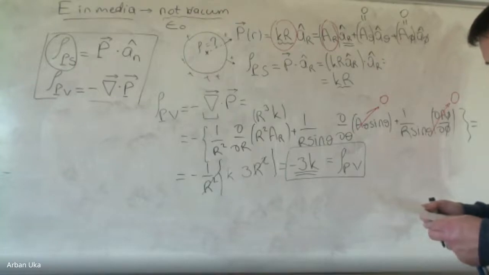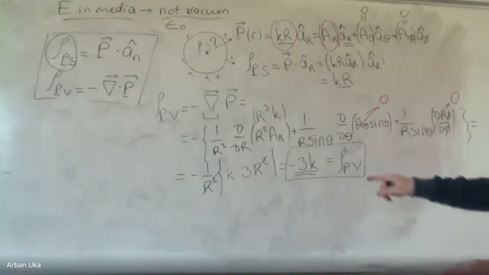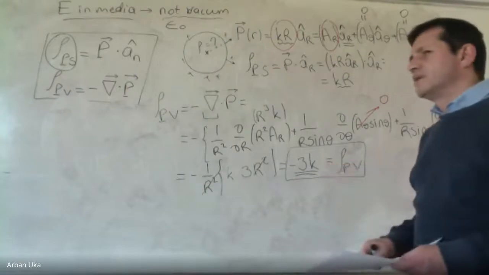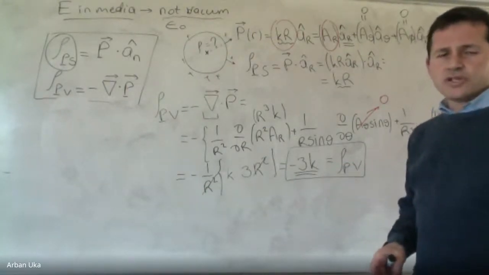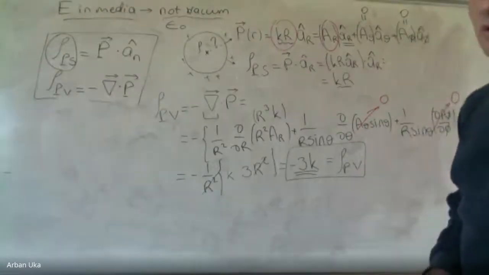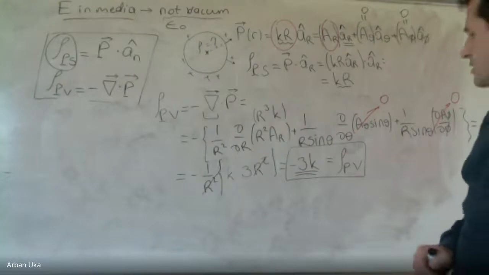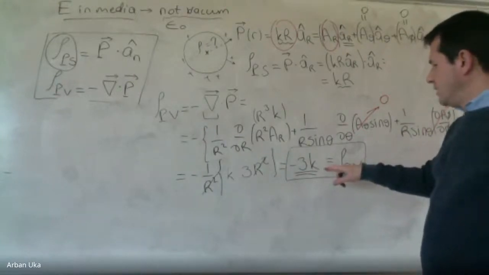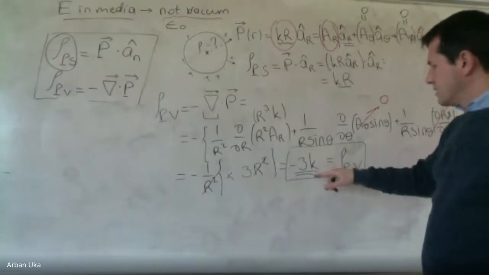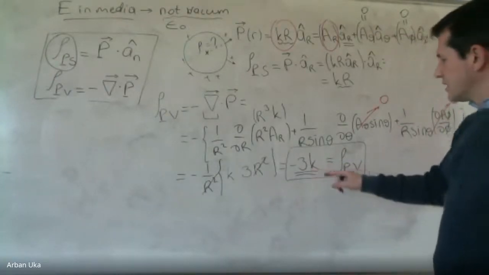Now, if this is the charge density per unit volume, what is the total charge? If we ask this question, what is the total charge inside this sphere? What should we do here? This is a constant, so I guess the total charge should be equal to this times the volume.